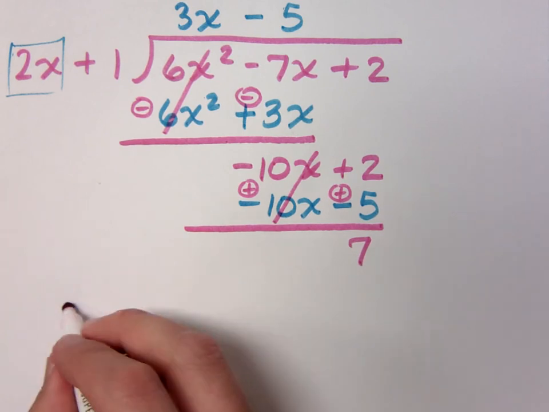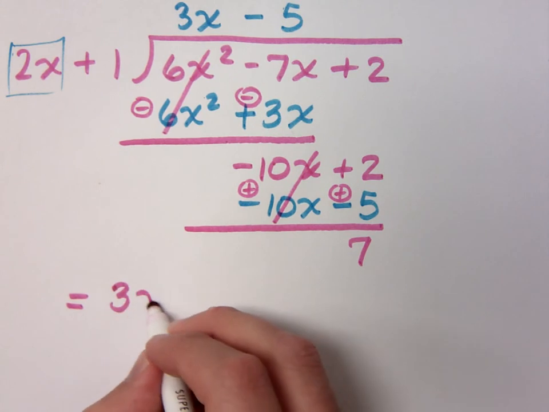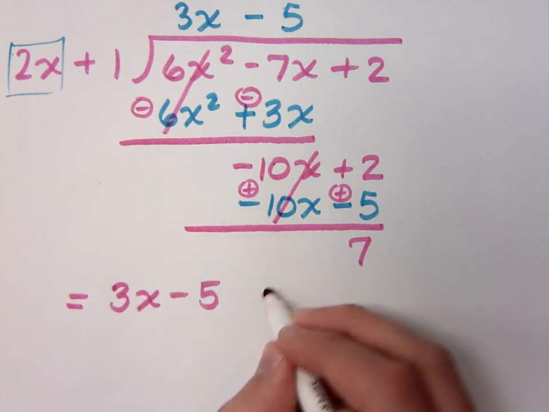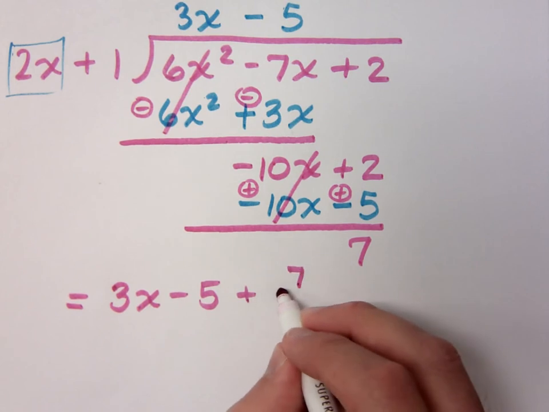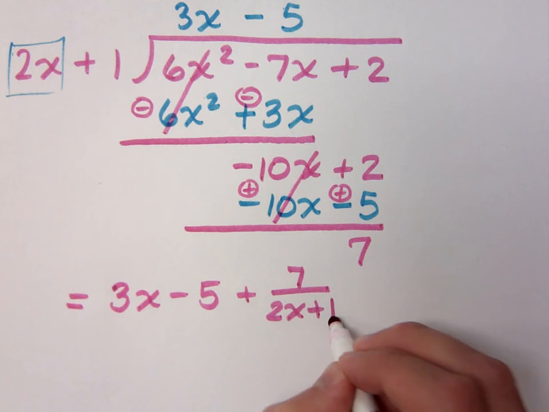So then my final answer is going to be what? 3x minus 5 plus the remainder, 7 over the divisor, 2x plus 1.